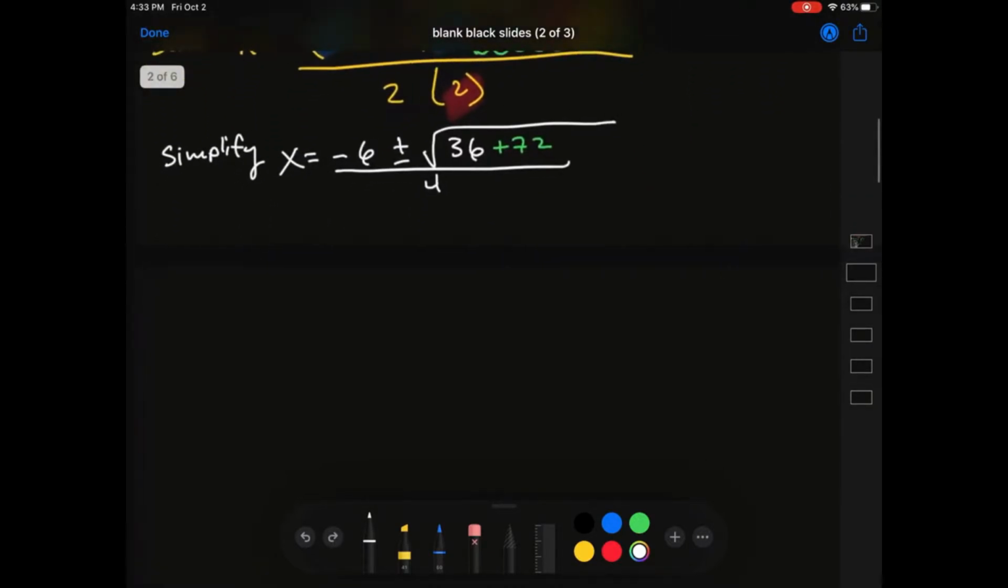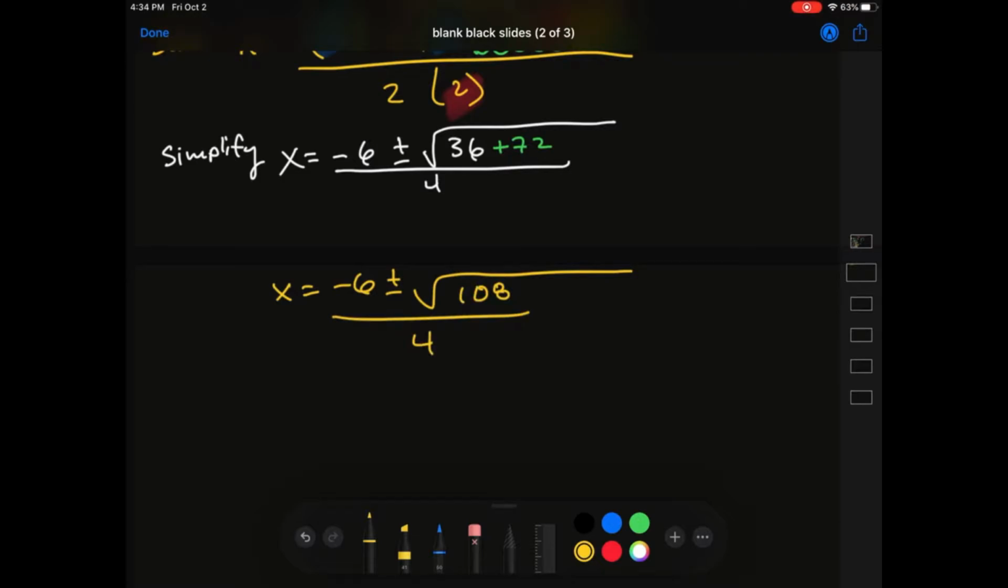There we go. Okay, let's keep simplifying here. X equals negative 6 plus or minus 36 plus 72 gives me 108, all over 4. Okay, let's do this problem here in red. How do I simplify the square root of 108?